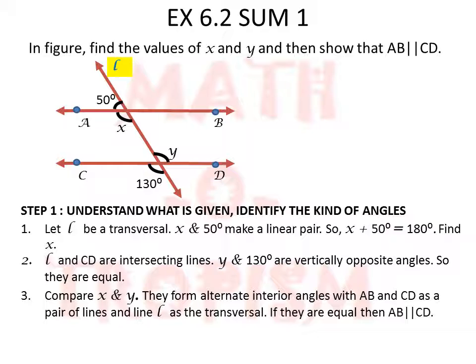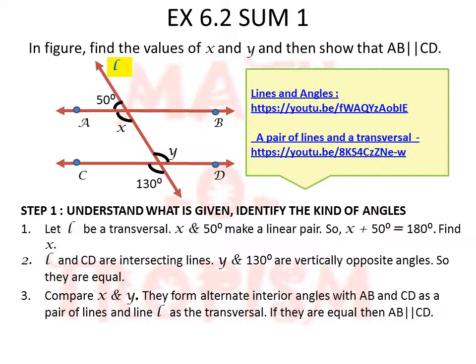So now we need to compare x and y. And when we take a pair of lines and a transversal, we know that x and y are alternate interior angles. If you want to know more about the pair of lines and a transversal and pair of parallel lines and a transversal, what angles they make and how we find that, I have given the video in which you can see that. It's in the playlist.